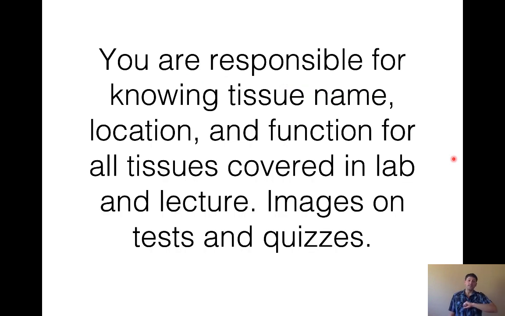You are responsible for knowing tissue name, tissue location, and function for all of the tissues that we go over in lecture and that you've gone over in lab. They're the same thing, so you should have a really good understanding of these. We're really trying to bridge that gap between lab and lecture, and there's a lot of application. You're going to see all these tissues again in 202, so you really need to get this down. When you look at an image, you should be able to tell me what it is, what its function is, and where you find it.